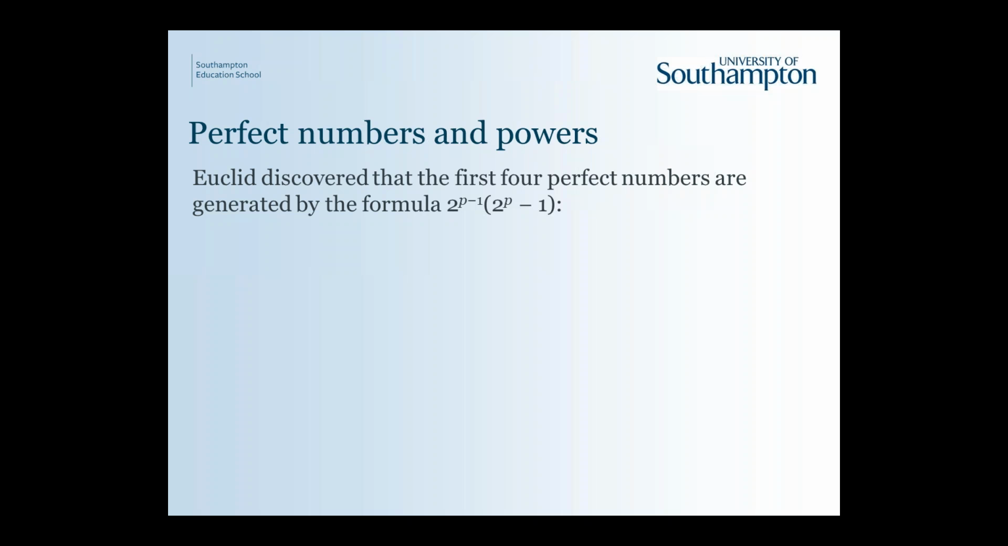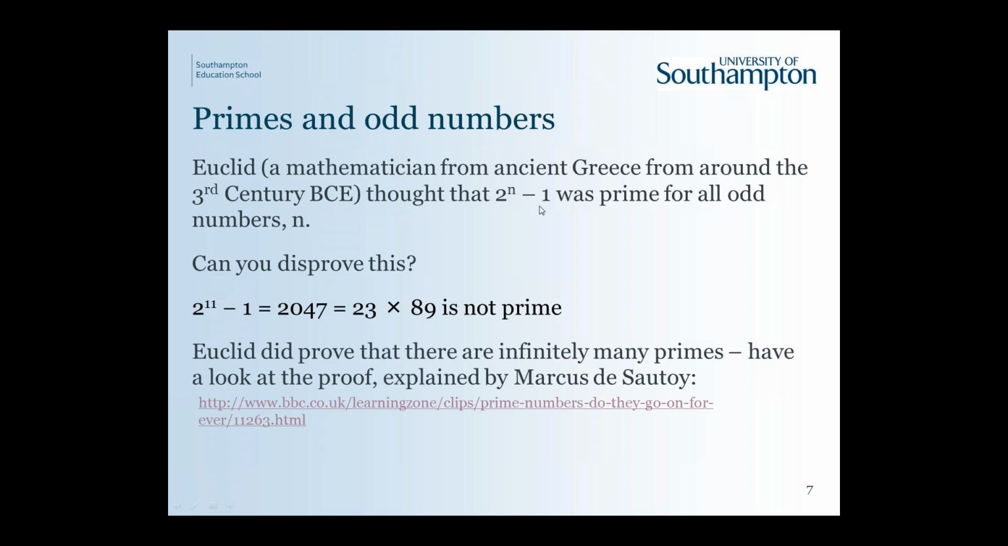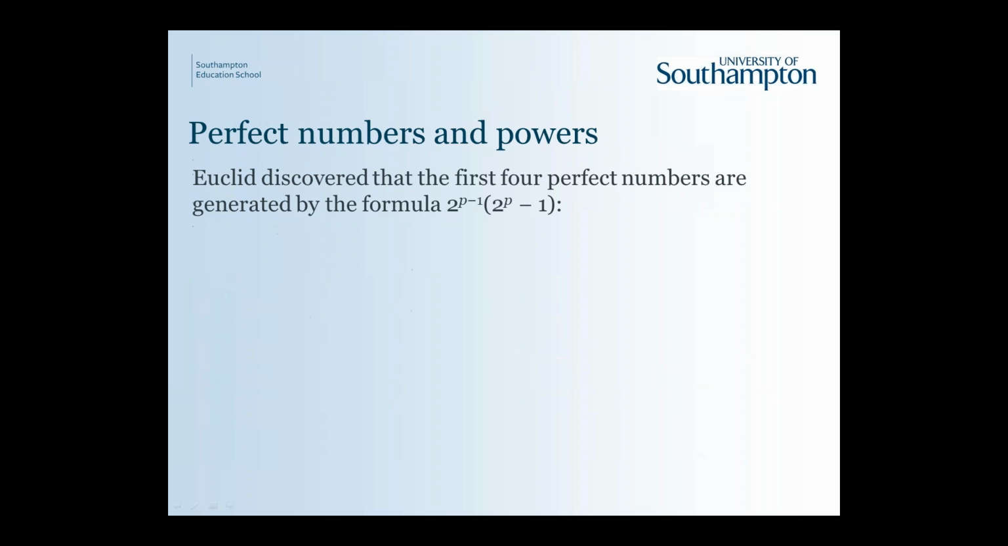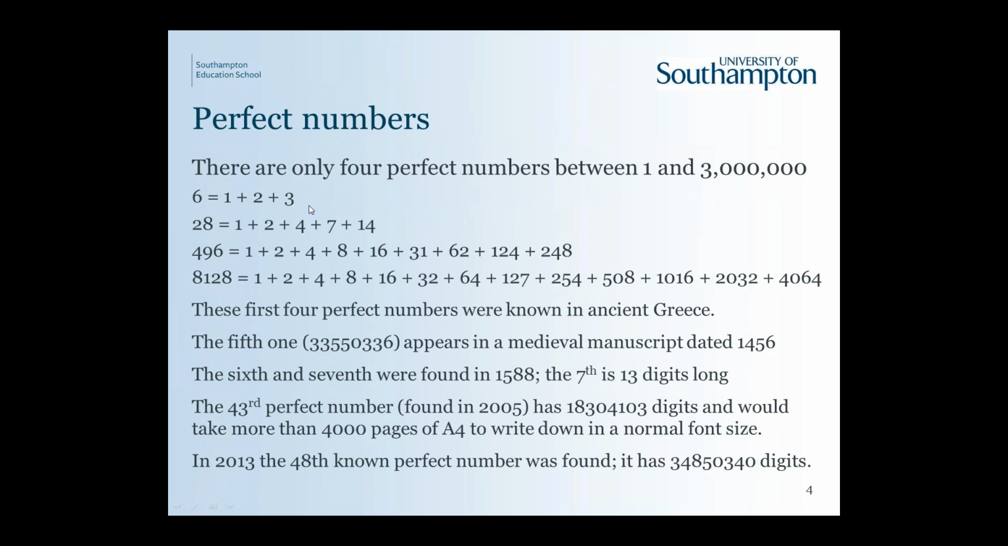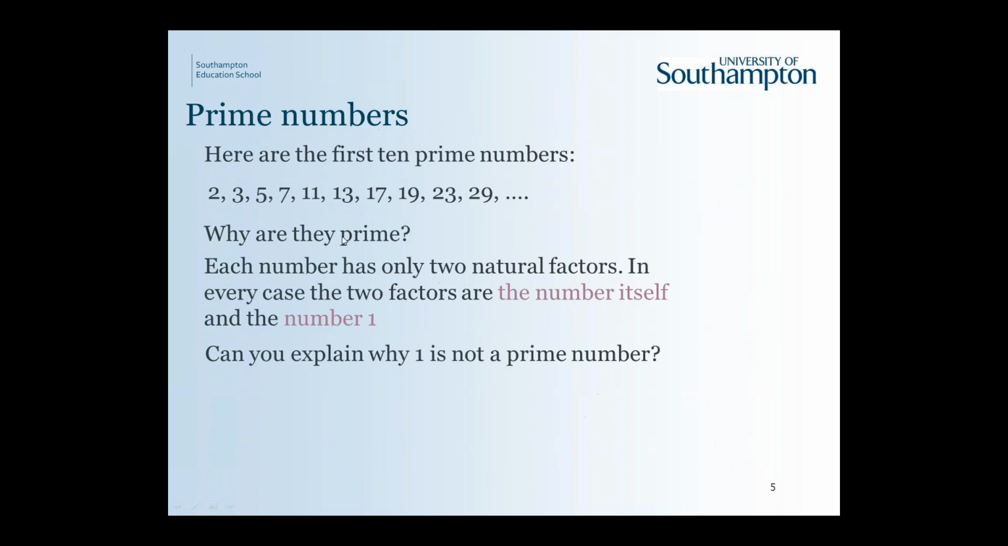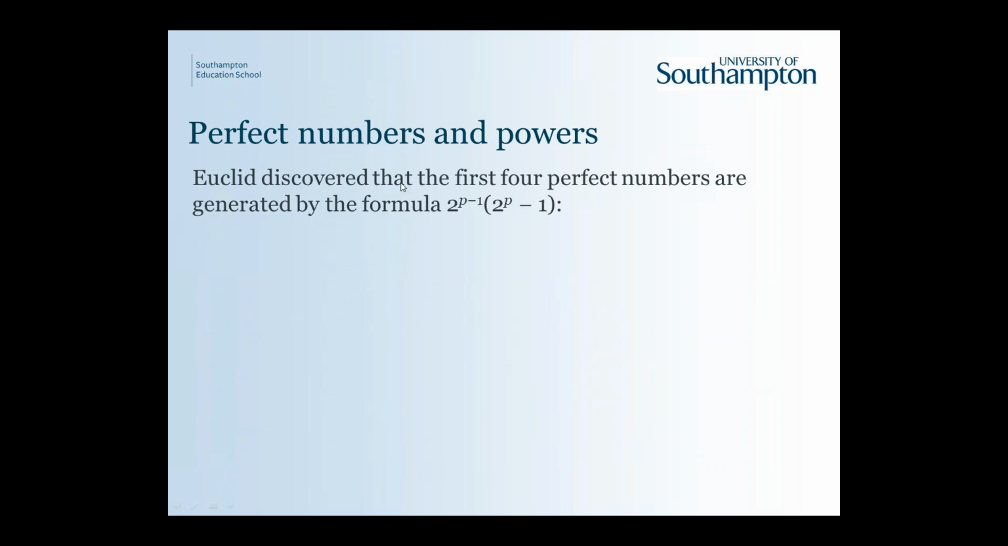So although 2 to the n minus 1 was not always prime for odd numbers, he then thought perhaps there was a link between the perfect numbers, the ones we were looking at all the way back here, where the factors add together and times together to give the same answer, and those first 4 perfect numbers were actually generated by this formula, where P is a prime.